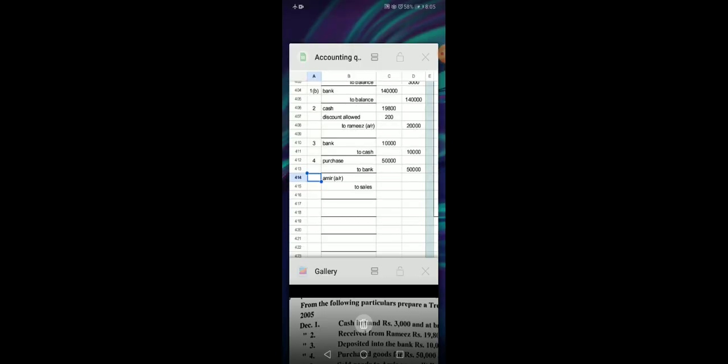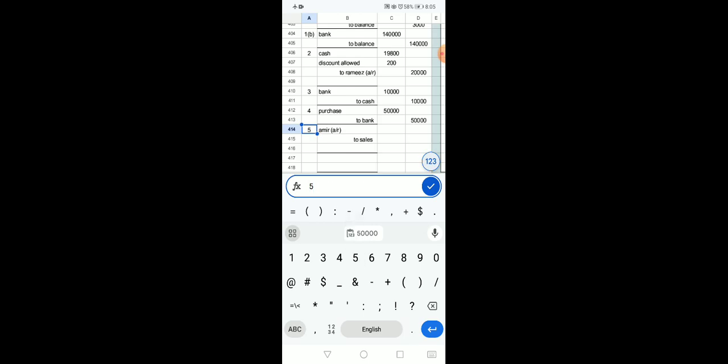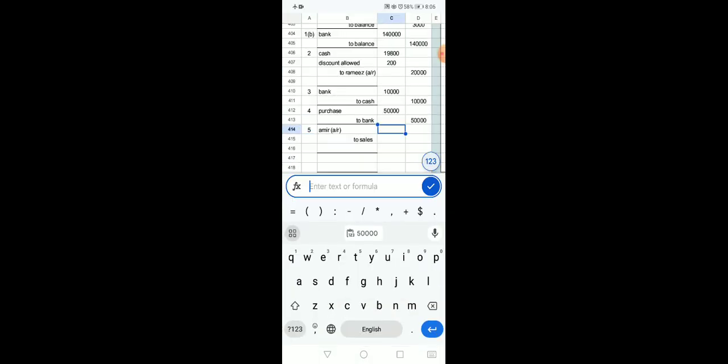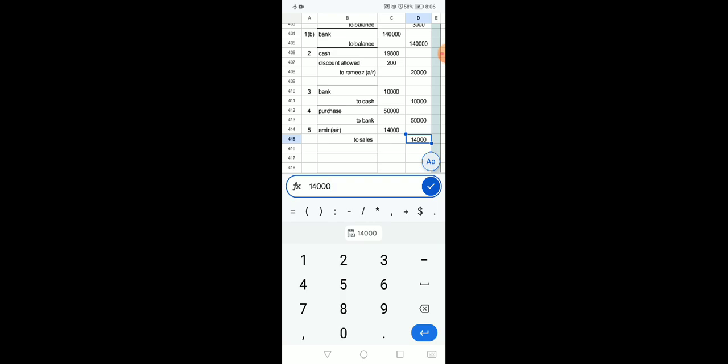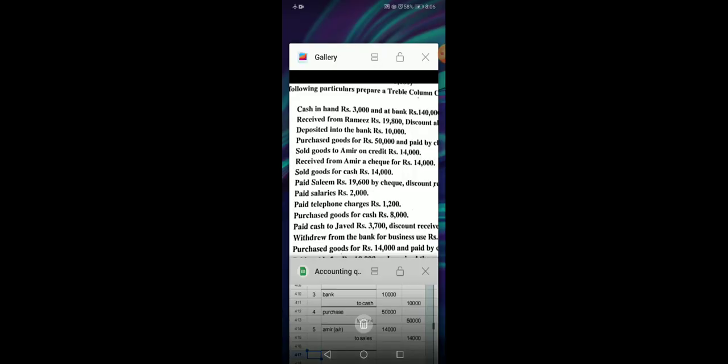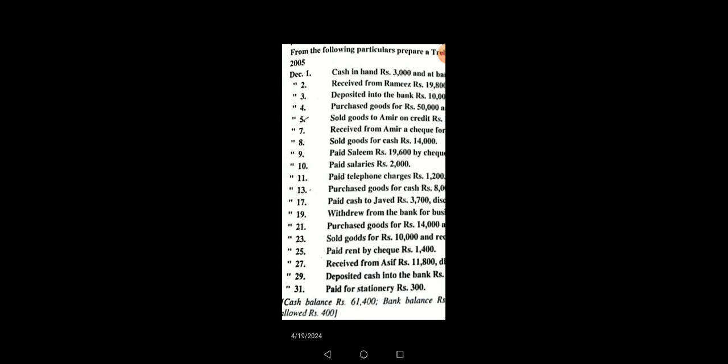After 4, it was the 5th entry. So you will write the date, 5th of December, and the fifth entry's amount is 14,000. Here you will mention 14,000 on debit side, and the same amount, 14,000, on credit side. Entry number 5 has been completed. Now we will see what entry number 6 is. No, entry number 6 is not present. We will see entry number 7.